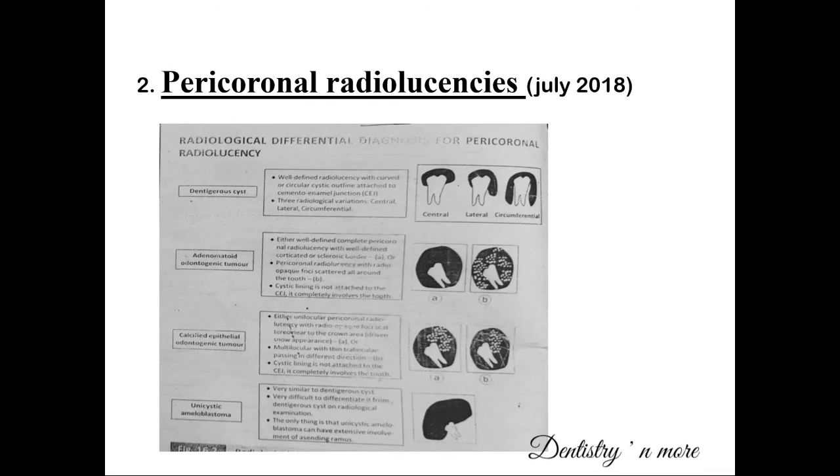The next question to be asked is pericoronal radiolucencies. When you go through the textbook Diagnostic Imaging of the Jaws by Langlais and Langland, they have one separate chapter under this heading itself, that is pericoronal radiolucencies.